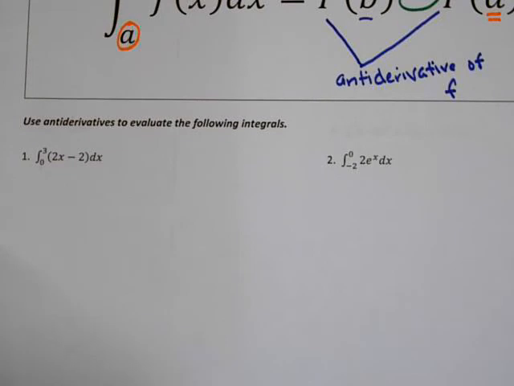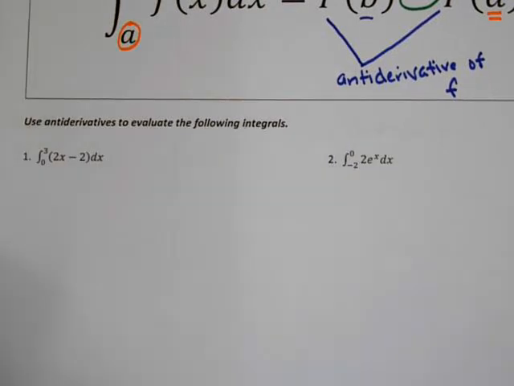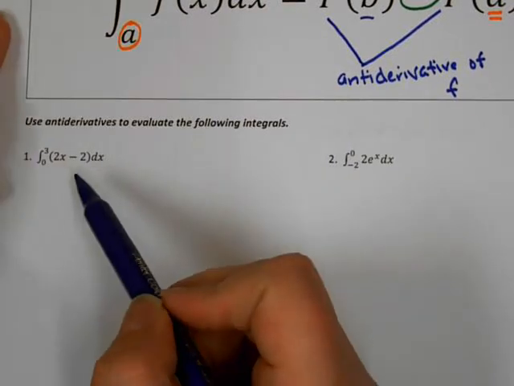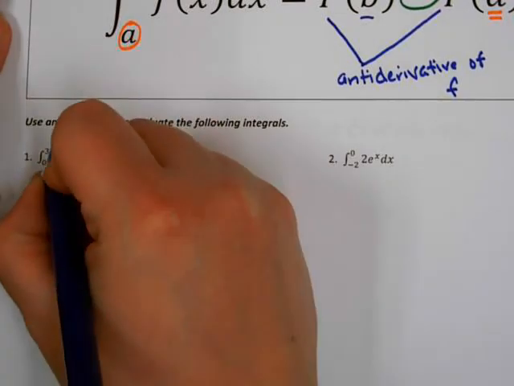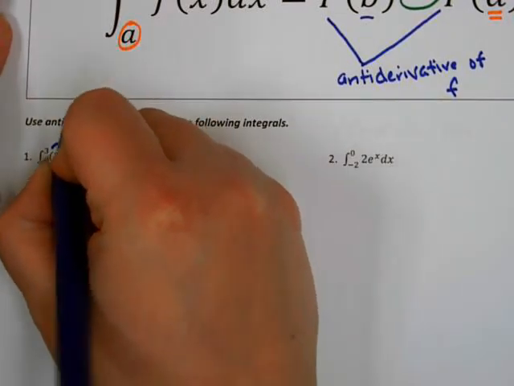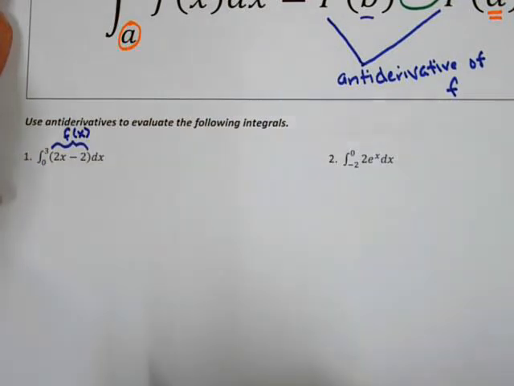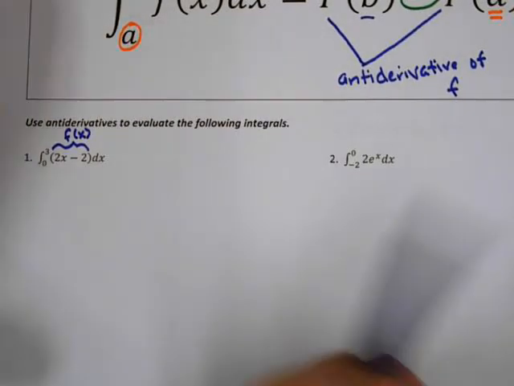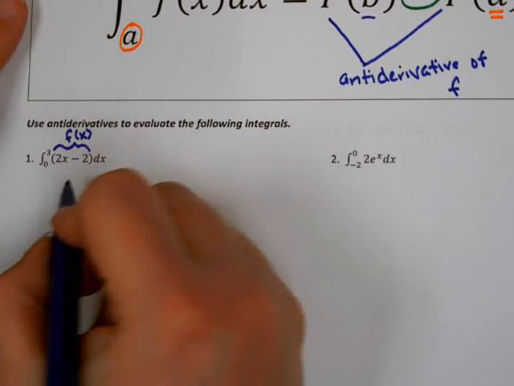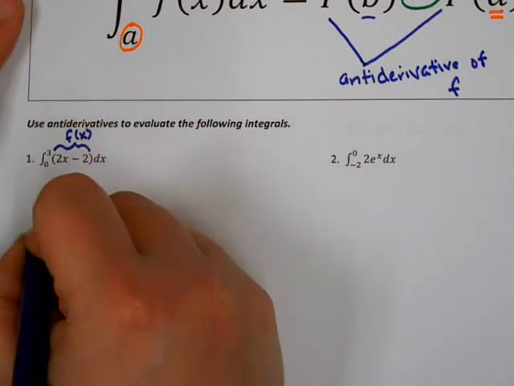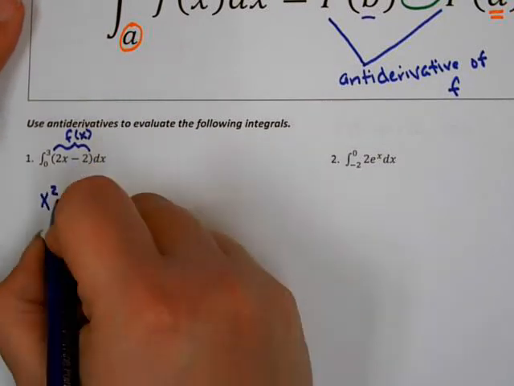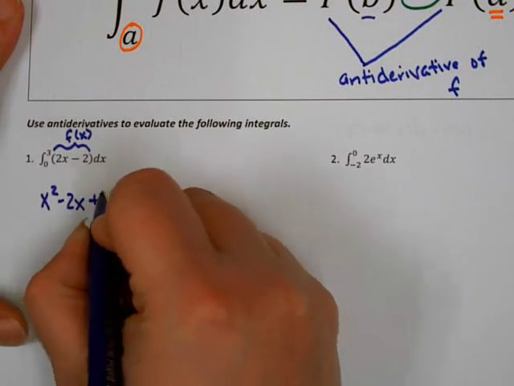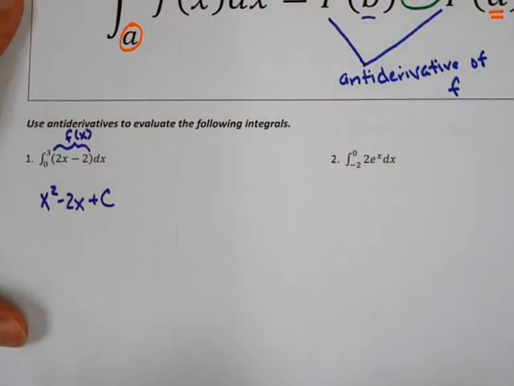So let's take a look here at what our function actually is. So our function is 2x minus 2. So that's our f of x. All right, we need to find the antiderivative of that. We luck out that this one is really nice, just undoing the power rule, which means we would have x squared minus 2x, and then we have our plus c. So you should pretty quickly be able to do that.